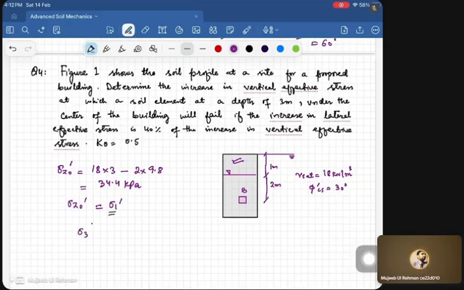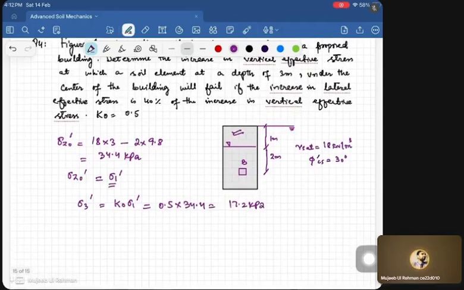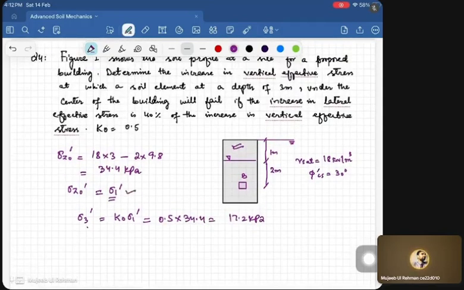Sigma 3 dash is equivalent to K naught times sigma 1 dash. This is the relation that we use in the active earth pressure, the rest conditions, or the passive conditions. K naught times sigma 1. K naught is given as 0.5, so it's half of 34.4, which is equivalent to 17.2 kPa. So this is the initial state of the soil, sigma 1 dash and sigma 3 dash.